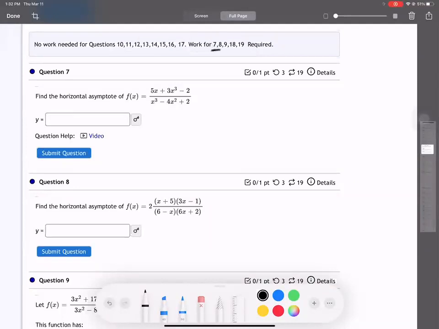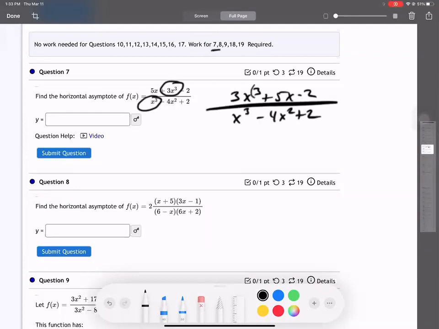Why? Because I need to factor this. So let's look at the factor. Actually, for this one, what I need you to say is, hey, my largest exponent is right here: 3x cubed plus 5x minus 2, over x cubed minus 4x squared plus 2. Since they are the same exponent, same speed, we just copy the front coefficients, 3 over 1. I need to see that work. I need to see that writing.